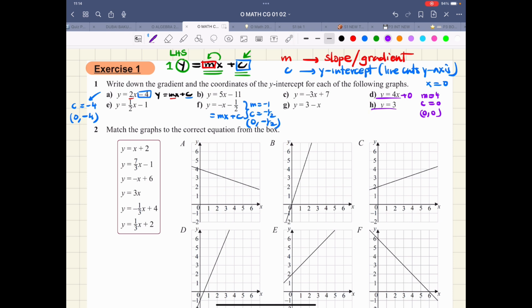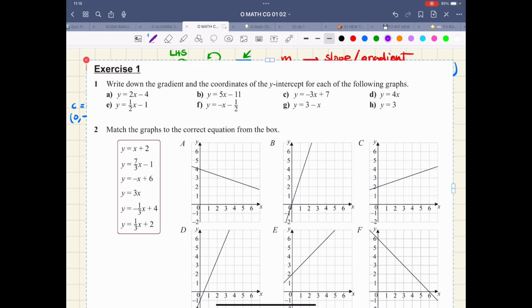What about this one? Y is equal to 3. Y is equal to 3 is a line parallel to the x-axis. Why? Because all along the line, the y coordinate does not change. Now, this is basically y is equal to mx plus c. Let me write this: y is equal to 0x plus c. Actually, 3 over here. So therefore, the y-intercept is 3 and c is 3, and we will write the coordinate as 0, 3. And what about the gradient? A line parallel to the x-axis has a gradient of 0. Therefore, m is 0. So now the first question is done.